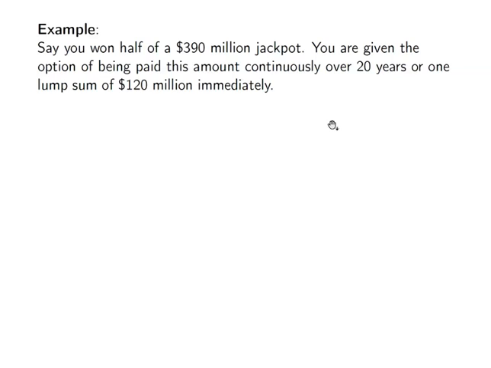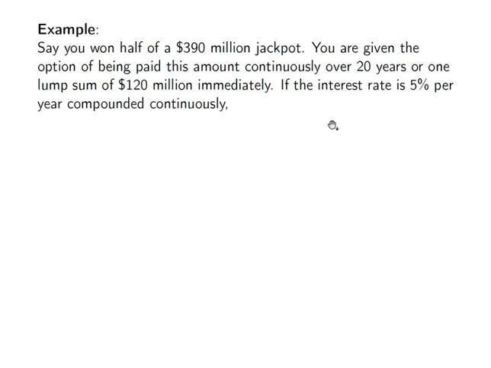Or they'll give us one lump sum of $120 million immediately, right? Let's say that the interest rate is 5% per year if it's compounded continuously. Which option should we choose, right? So here we have an income stream.